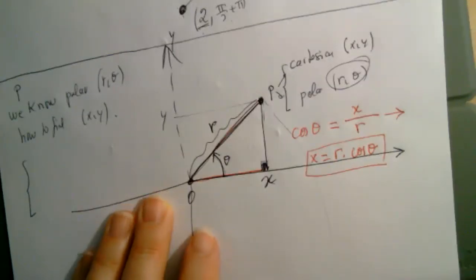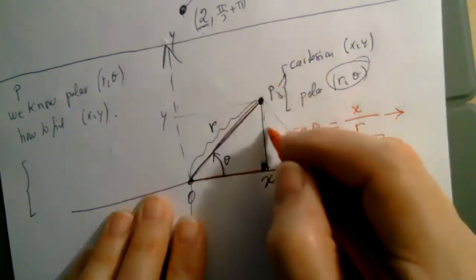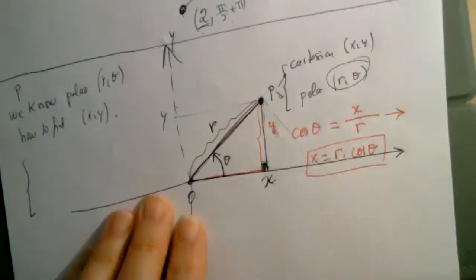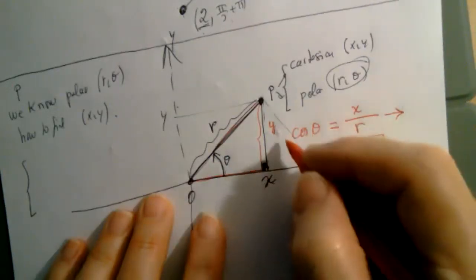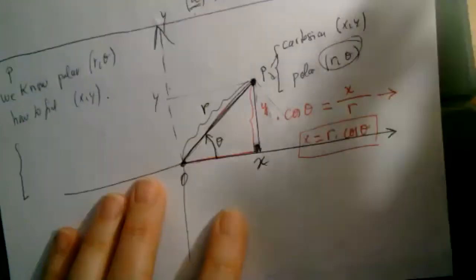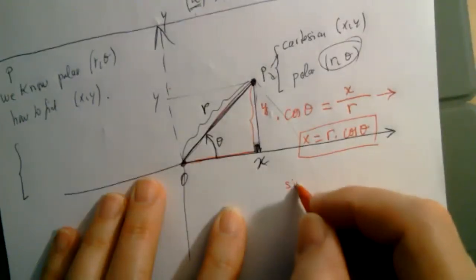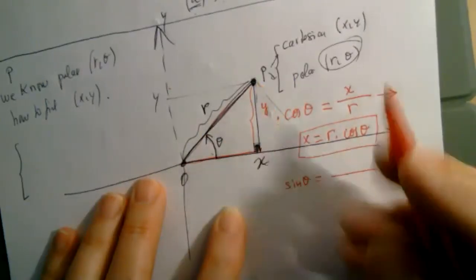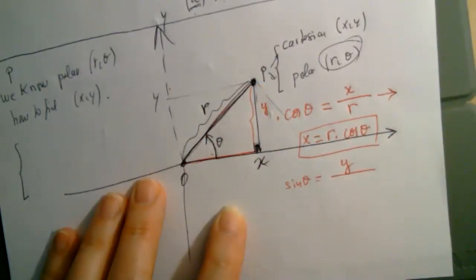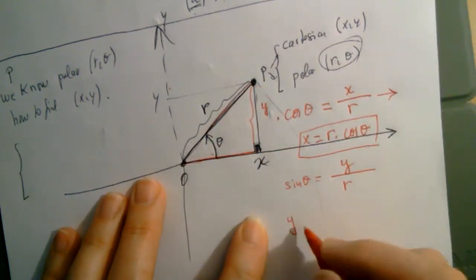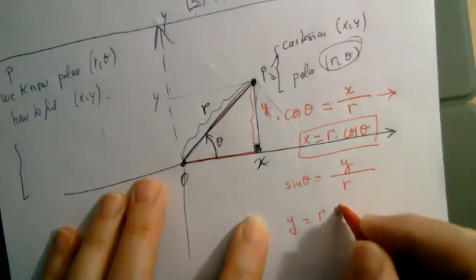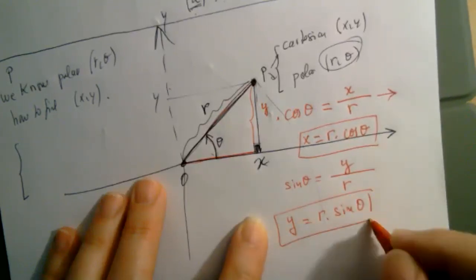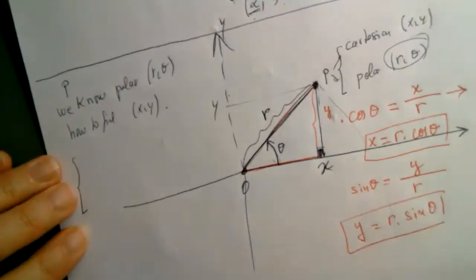Now the y. What is the y? This is the y. Again, I would use basic trigonometry. What is the sine of theta? The sine of theta is the opposite over the hypotenuse. It means y is r sine theta. Very important, crucial formula, period.